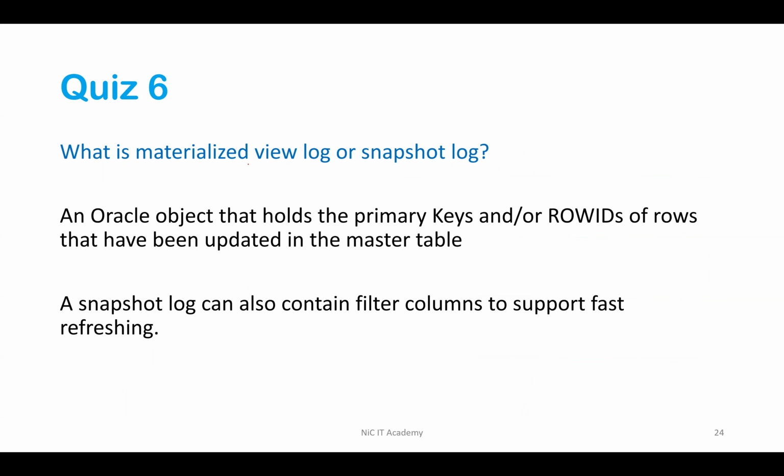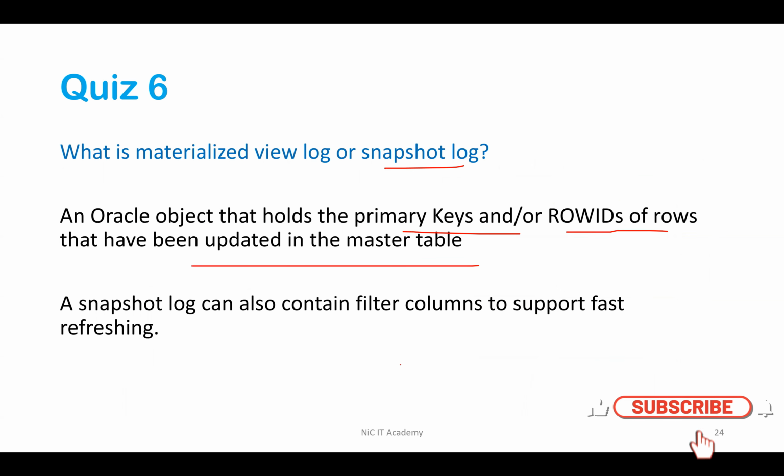What is the materialized view log or snapshot log? I have already explained. It records the primary keys and row IDs of the values in a master table. So whenever you go for a refresh, it will definitely use this to find which records have been inserted, updated, or deleted for the fast refresh.